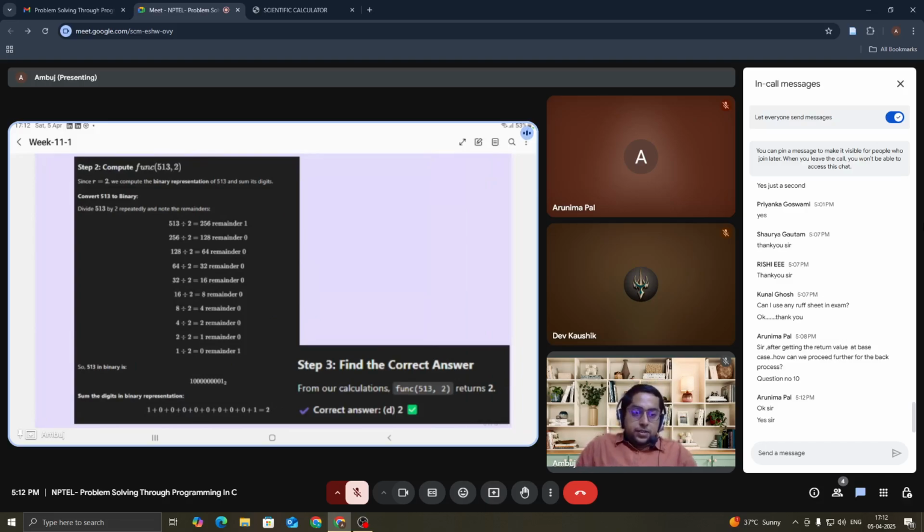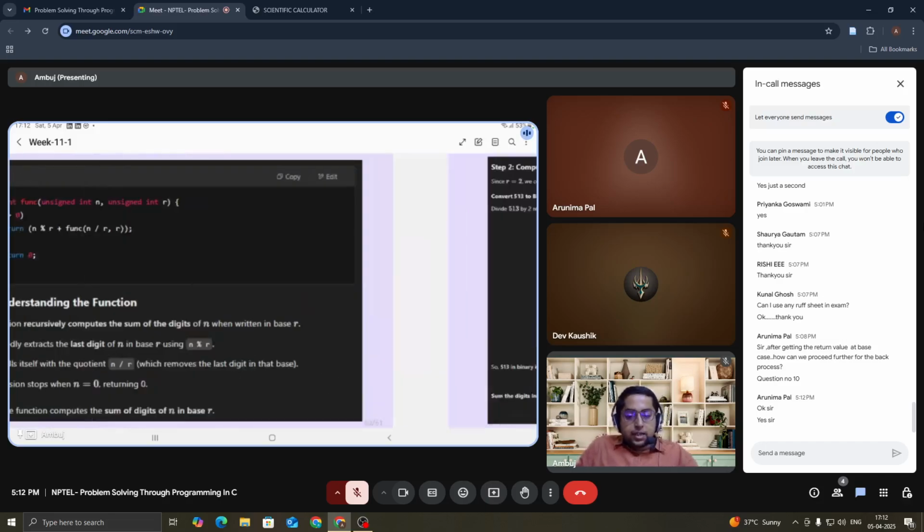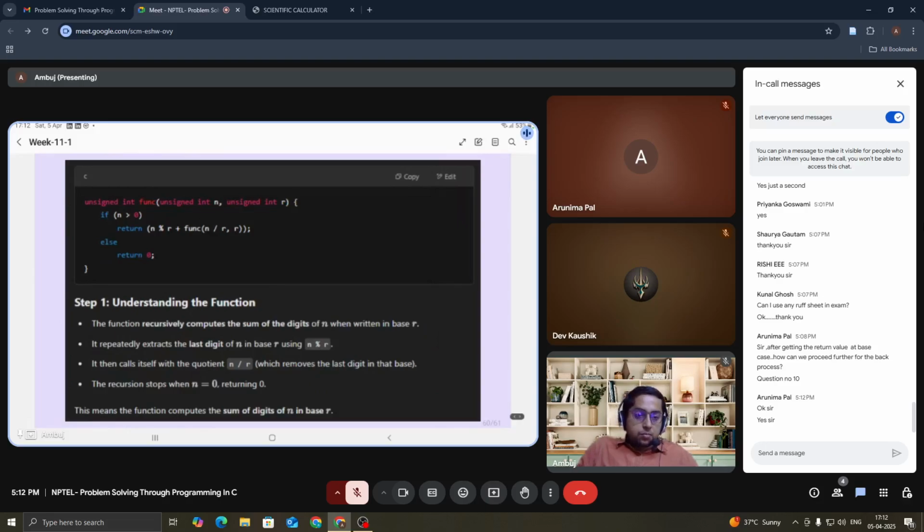It is just the expression n mod r, plus inside the func you are pushing n by r, and r is constant which is 2. And whatever value is after the decimal in n by r, I have truncated. Because n is an integer and r is also an integer, the division of two integers will be an integer only.